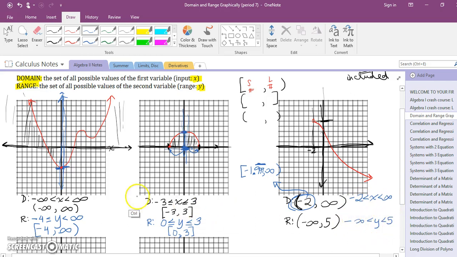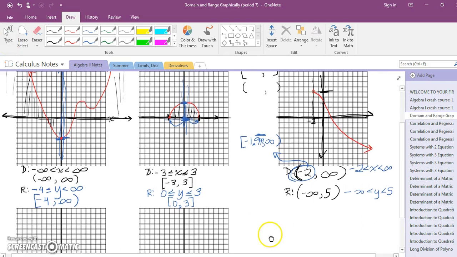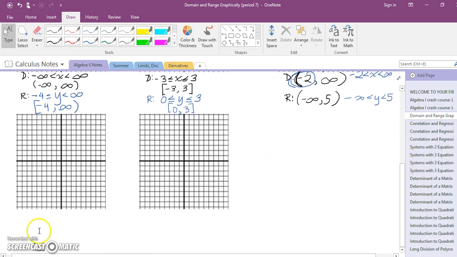All right, so I'm going to give you 2 graphs, and then I want you to try them, and then I want you to come back and check your answer. So make sure you're okay so far. Here are your other 2 graphs. I want you to pause the video and get these written down.